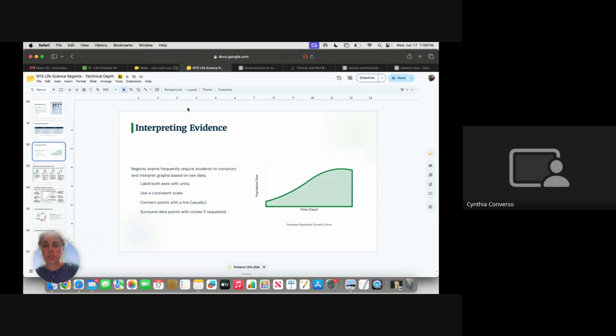You will be asked to interpret evidence. It frequently requires you to construct and interpret graphs based off of raw data. I don't know that you'll have to make a graph, but you'll have to interpret graphs. Always look at the axes and the units for the axes. If it's looking at population size over time, you can tell the relationship of population size over time. So make sure that you look at first the title, the axes, and then the relationship.